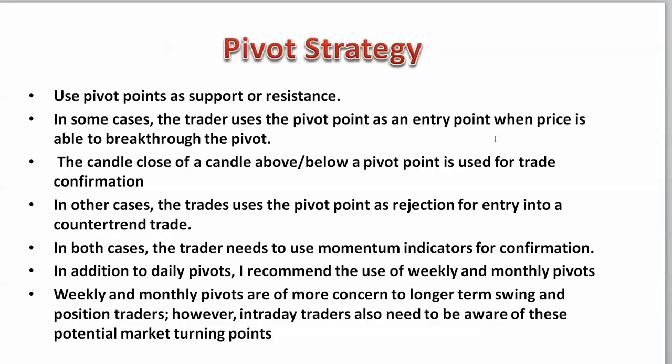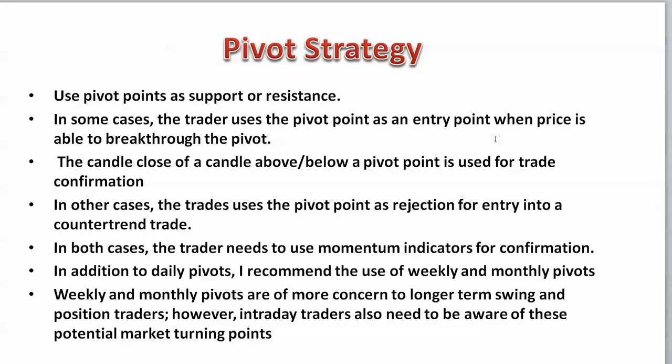So pivot points, use them as support and resistance. So of course you've got your swing highs and swing lows. They're going to form points of support and resistance. Then of course you've got, as I'm talking about here, your pivot points. Now in some cases a trader uses the pivot points as an entry point when the price is able to break through the pivot. Now a lot of traders, when they see price break through, will automatically jump in and, if we're to the long side, they'll buy.